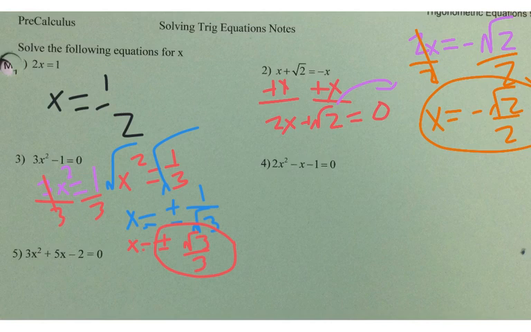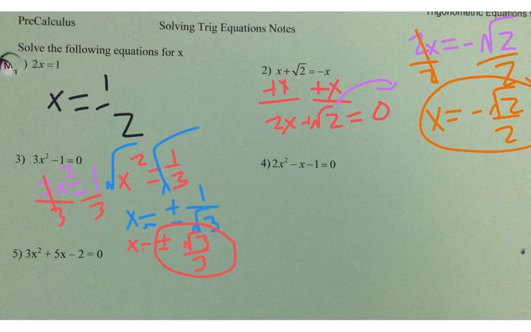So 4, we want to do the same thing. I want to get the x by itself. Well, I've got x's that are not like terms, so I can't isolate an x, and I can't combine the x's. So my next strategy becomes factoring. So I'd have to know, can I factor that?